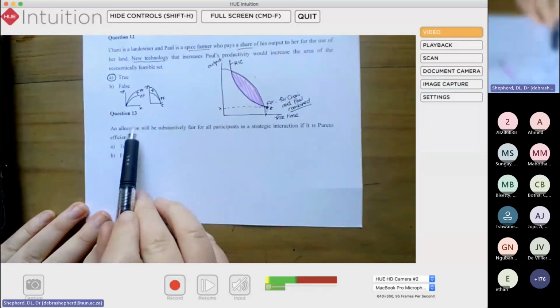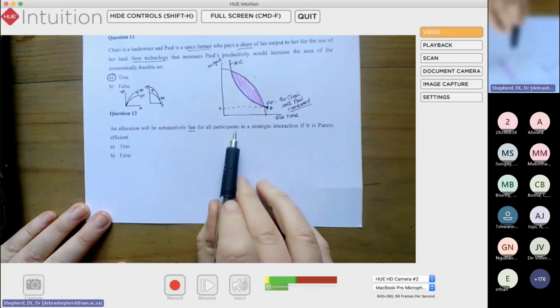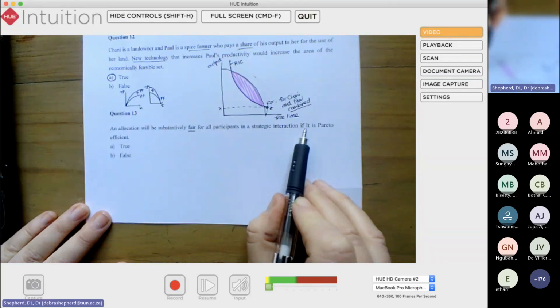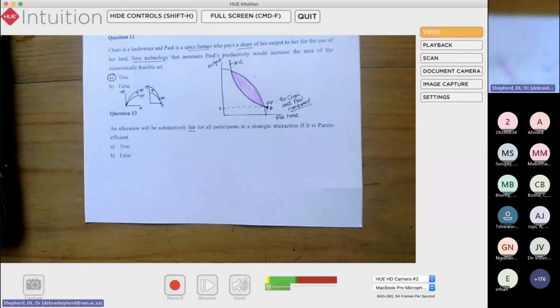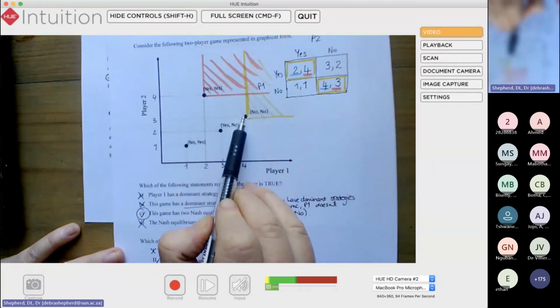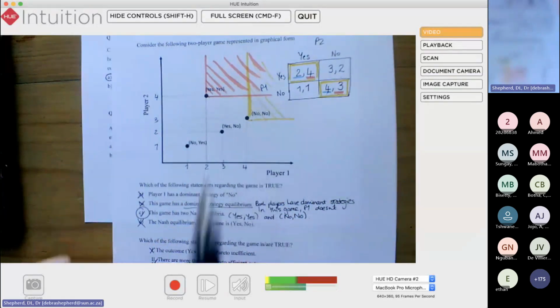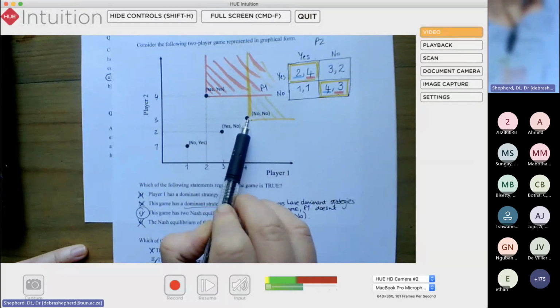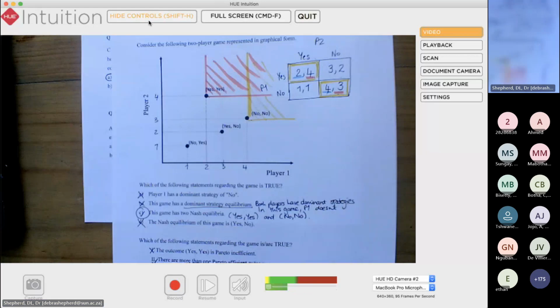Question 13 asks, an allocation will be substantively fair for all participants in a strategic interaction if it is Pareto efficient. So let's look at one of our games previously. Here we had an outcome yes, yes, and an outcome no, no. And we said that these were both Pareto efficient. Are we able to argue that no, no is substantively fair? And are we able to argue that yes, yes is substantively fair because they are Pareto efficient?